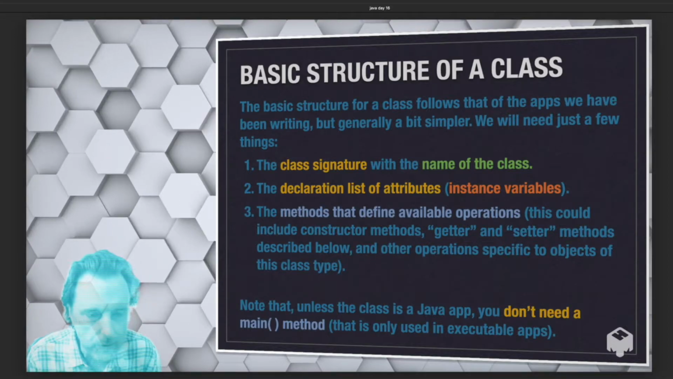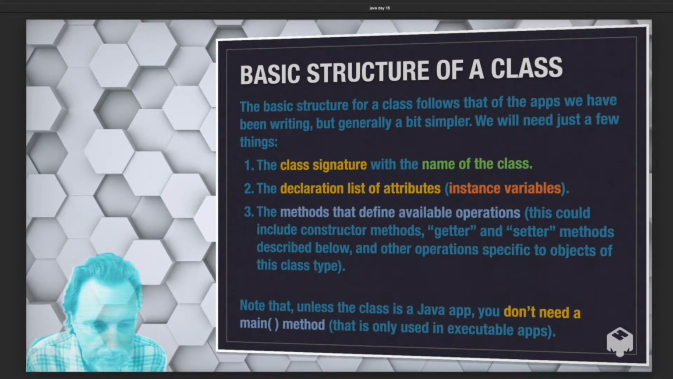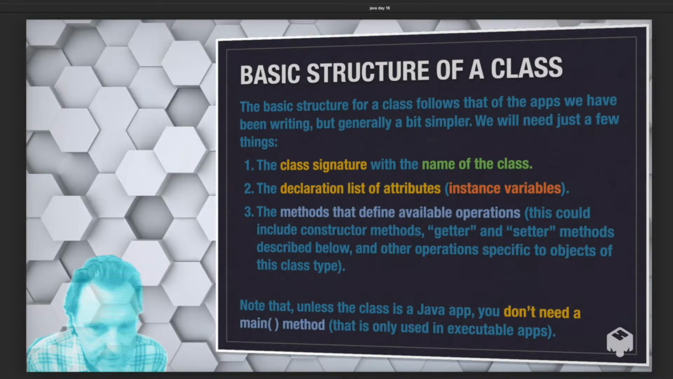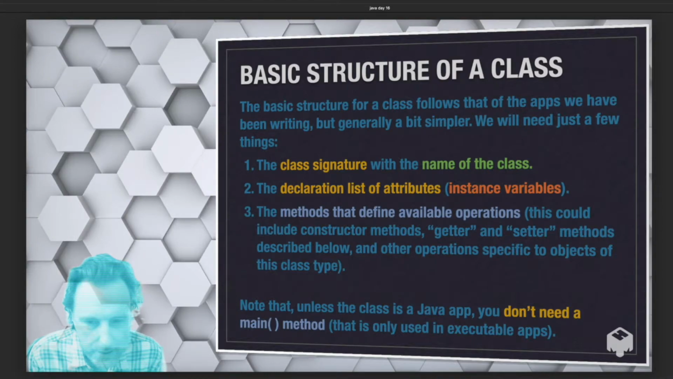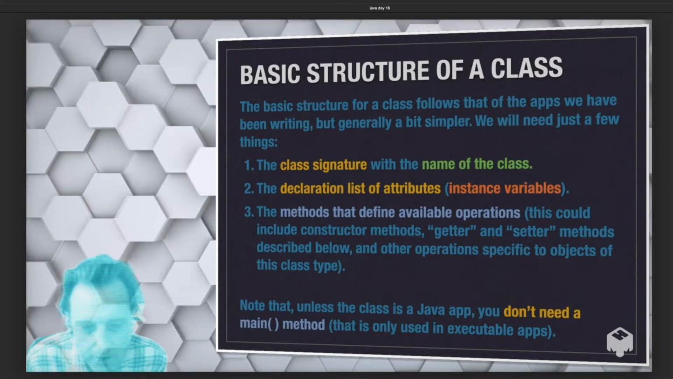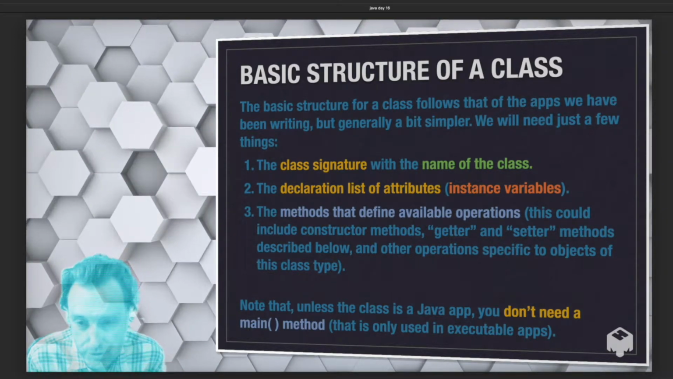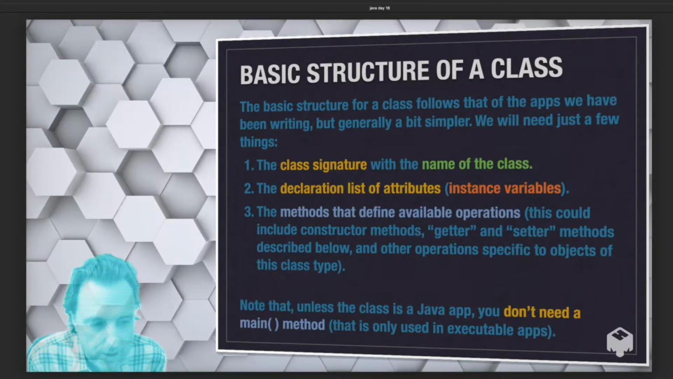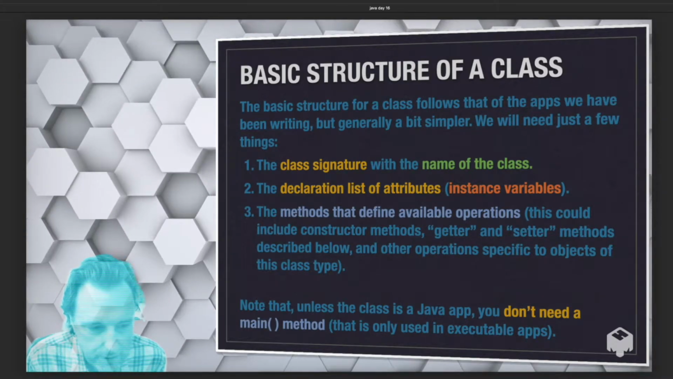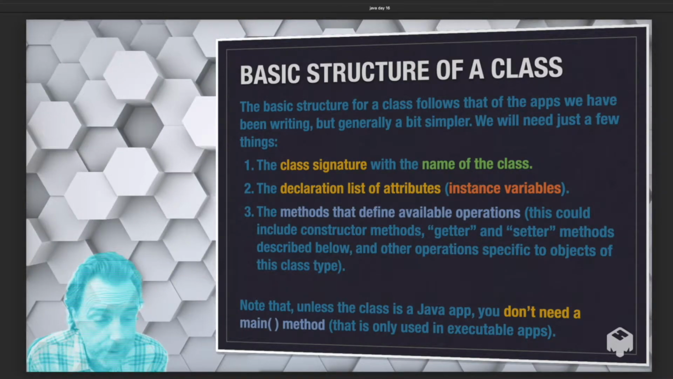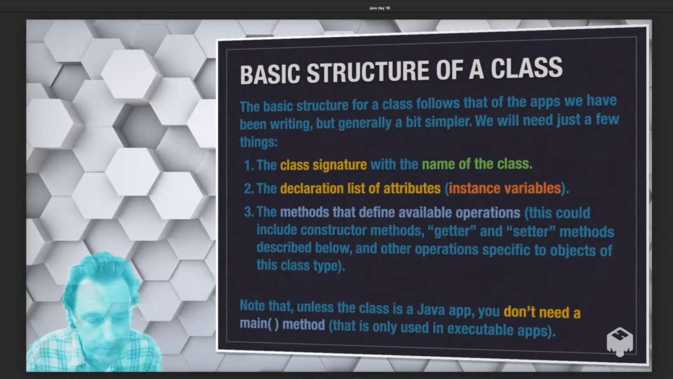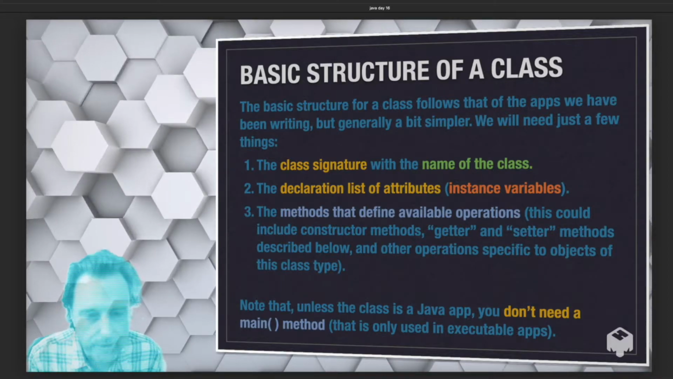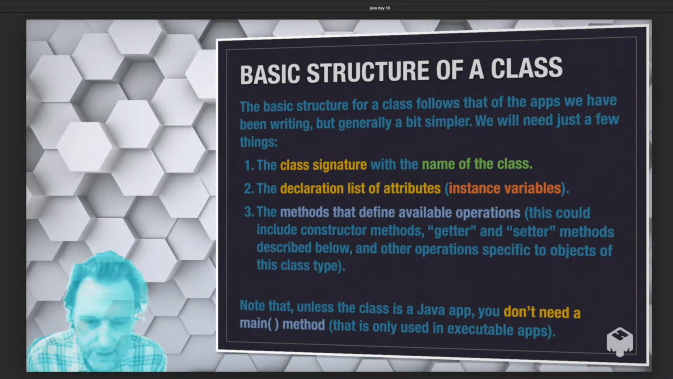Second requirement, or part of the structure, is the attributes, the instance variables, and then the methods that define the available operations. This could be a constructor method. This could be what we'll call the getter and the setter methods, which we've talked about a little bit. And then other operations specific to objects of that class type. Things like, for instance, with our pirate customers, we'll have maybe get point club balance or get loyalty club balance, or get membership status, or whatever makes sense given objects of our class type. We may have methods that need to be written to provide us with that behavior, that functionality.